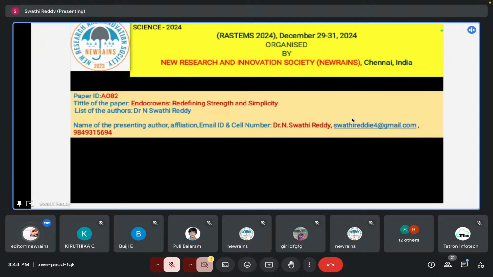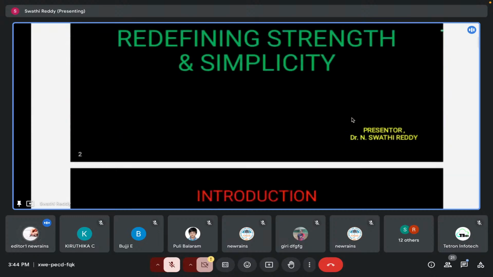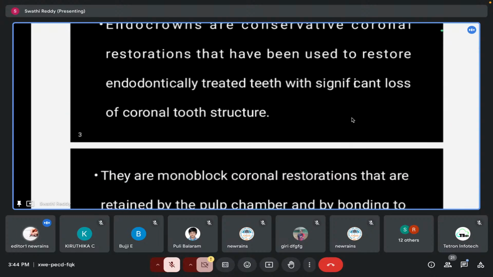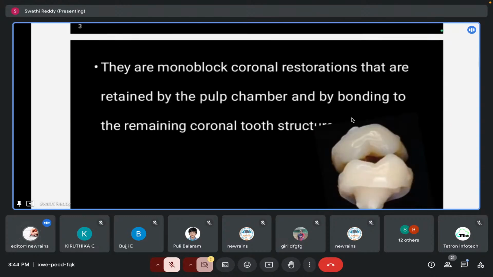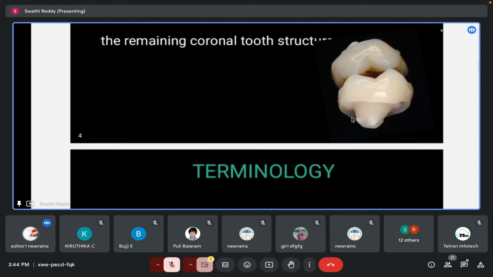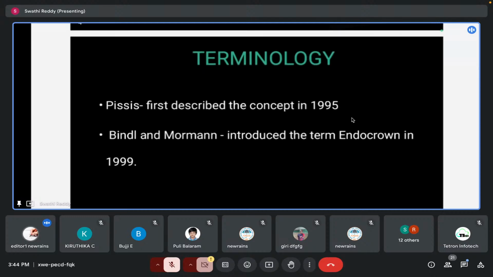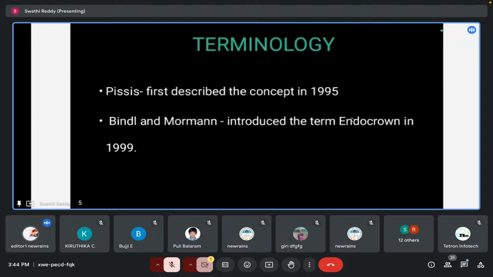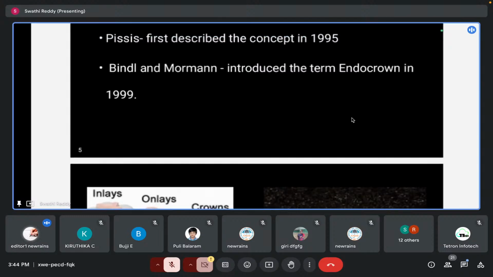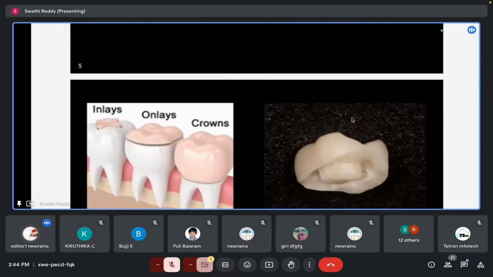My paper ID is A082, and the title of the paper is Endocrowns: Redefining Strength and Simplicity. Coming to the introduction, endocrowns are conservative coronal restorations that have been used to restore endodontically treated teeth with significant loss of coronal structure. They are monoblock coronal restorations that are retained by the pulp chamber and bonded to the remaining coronal tooth structure. It was first described by Pissis in 1995, followed by Bindl and Mörmann, who introduced the term endocrown in 1999.